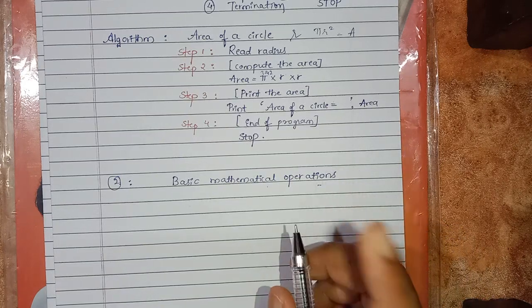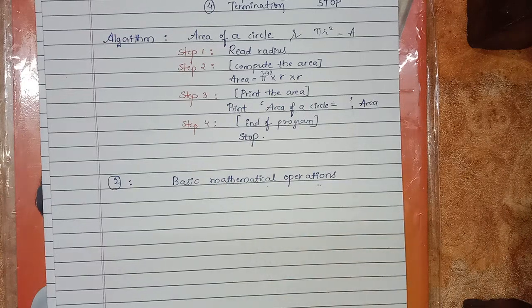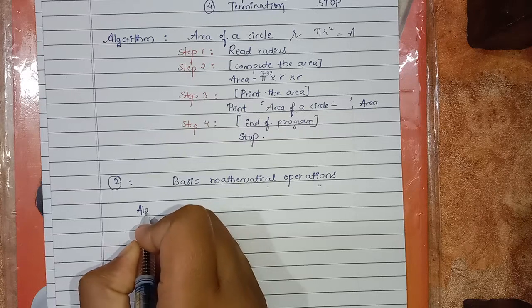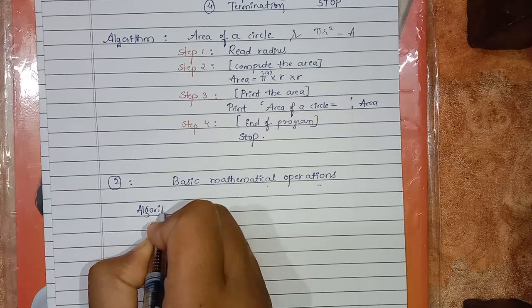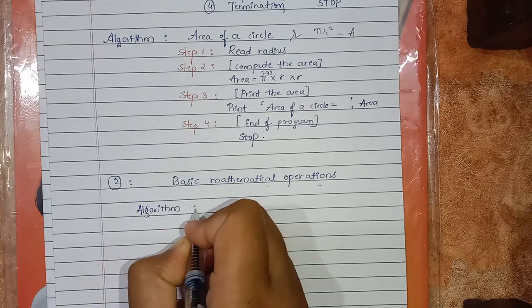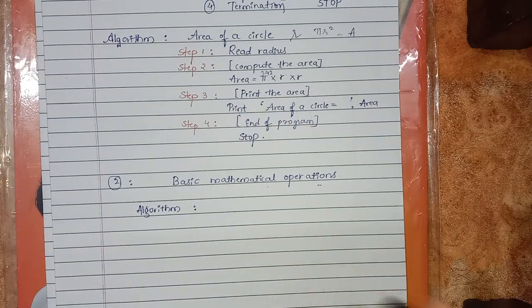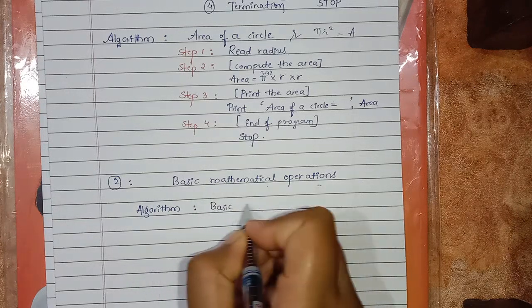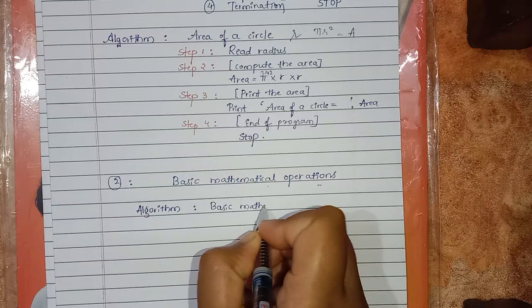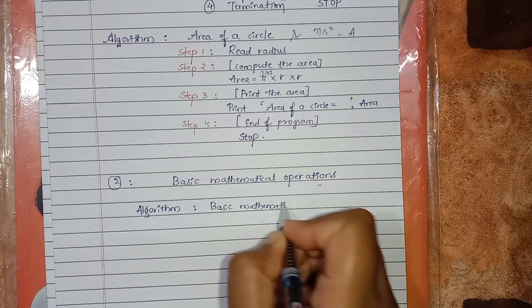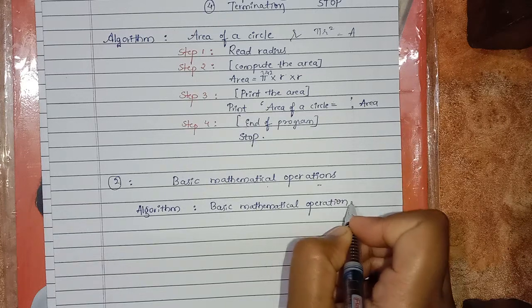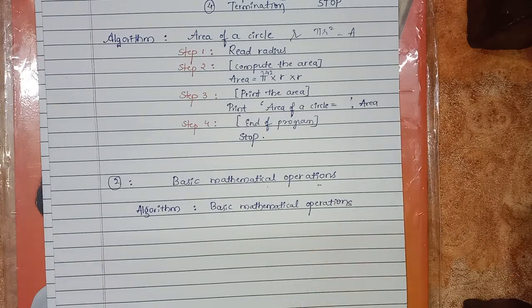Okay? So what is the first thing you have to do? This is the question. So you have to write here algorithm. For what you are writing the algorithm? Arithmetic operations or basic mathematical operations. So what is your algorithm? It is a basic mathematical operations. This is your algorithm. Okay, so now start.